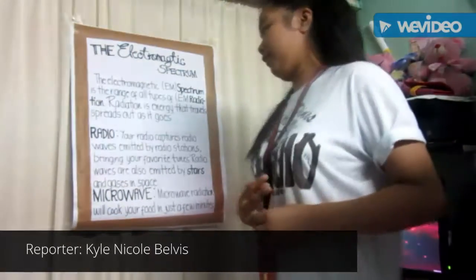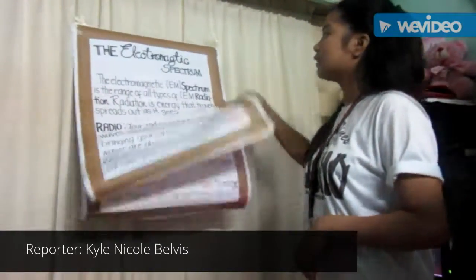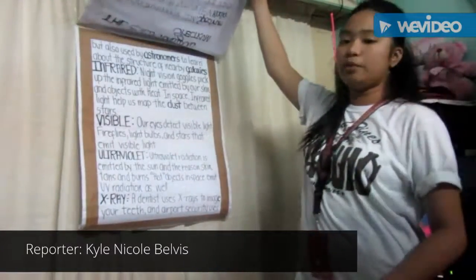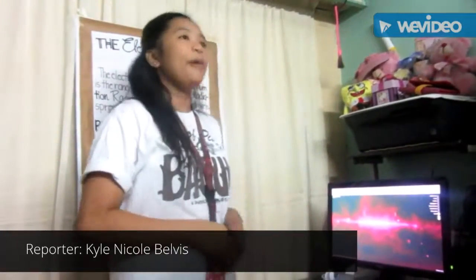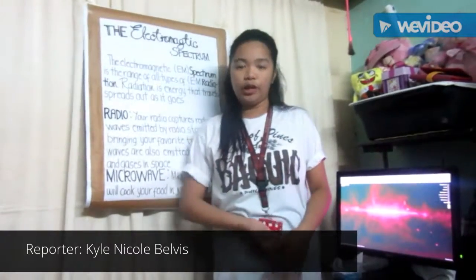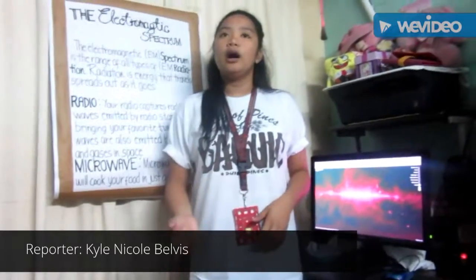Next is microwave. What is microwave? Microwave radiation will cook your food in just a few minutes, but it is also used by astronomers to learn about the structure of nearby galaxies. Microwaves have smaller wavelengths than radio waves. They are used in satellite communications, television transmission, and also for cooking. But beware that when you are using microwaves for cooking, it is very dangerous because it might harm our cells and can lead to cancers.